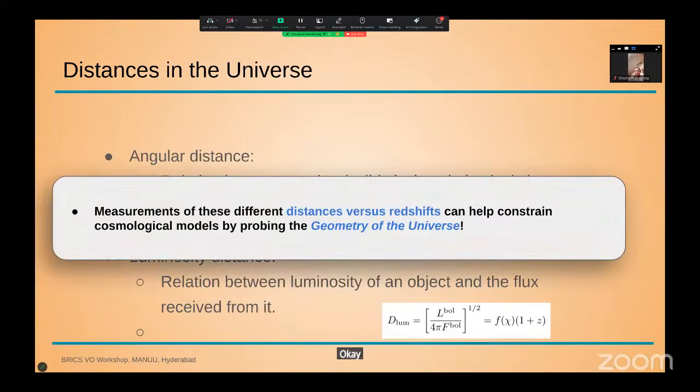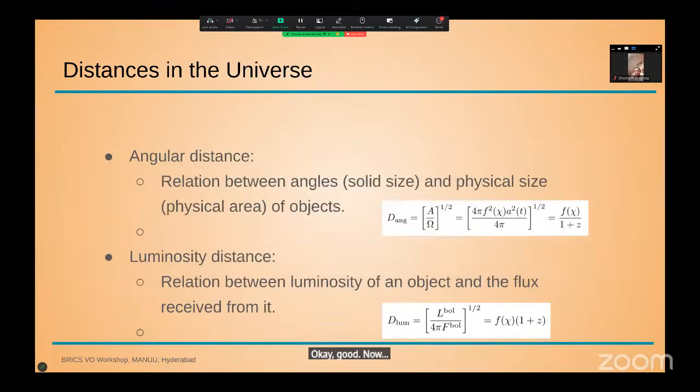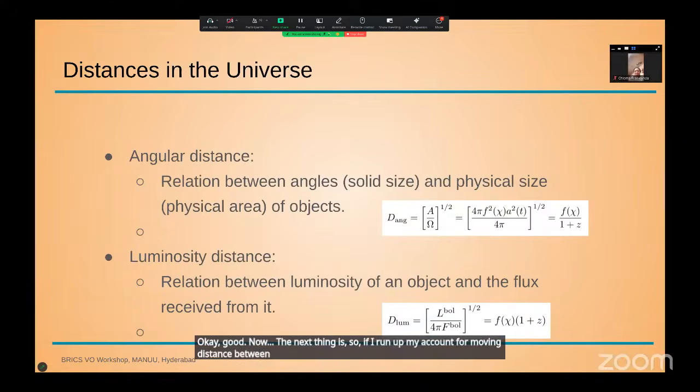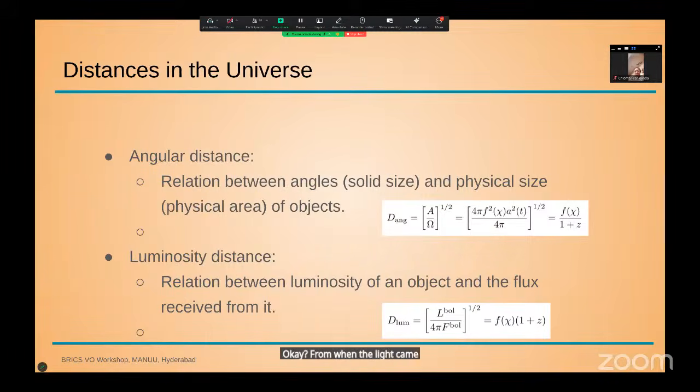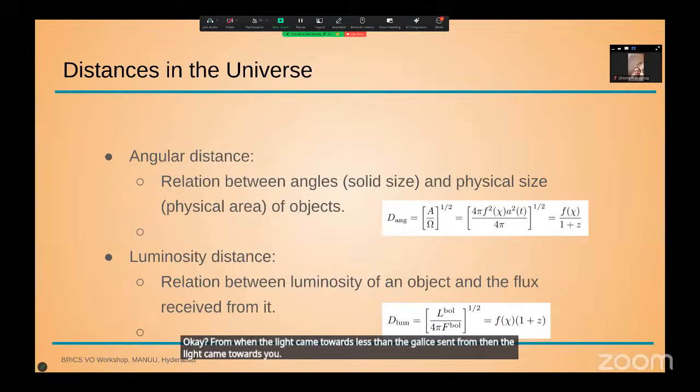Okay, good. Now, the next thing is, if I want to measure a moving distance between 2 points, I have told you how to do this, right? It is just c delta t divided by a of t, and integrate. Okay? From when the light left that galaxy to when the light came towards us. So that integral is over dt.